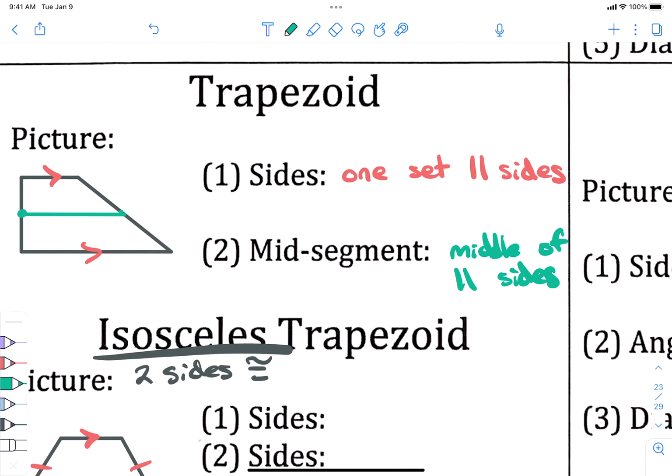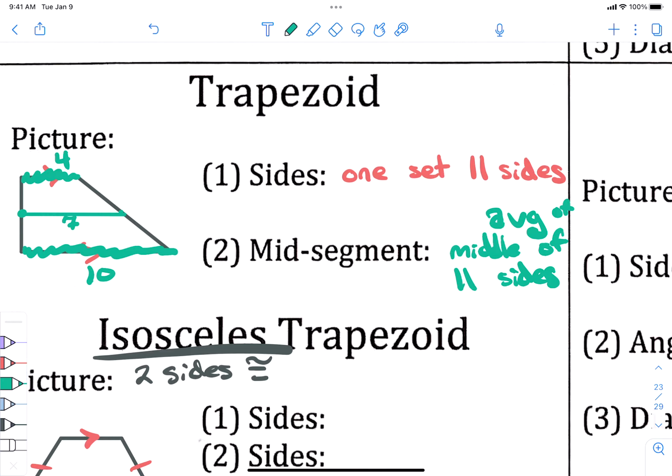But we're going to talk more specifically about how long that mid-segment is. Okay, so if this length up here is 4, and let's say this distance right here is 10, how long do you think that middle segment is? Whatever the average is, right? So it is the average of the two parallel sides. So how do you find the average of those two things? Add them, divide by 2. So 4 plus 10 divided by 2 is 7. So this mid-segment, his length will be 7.